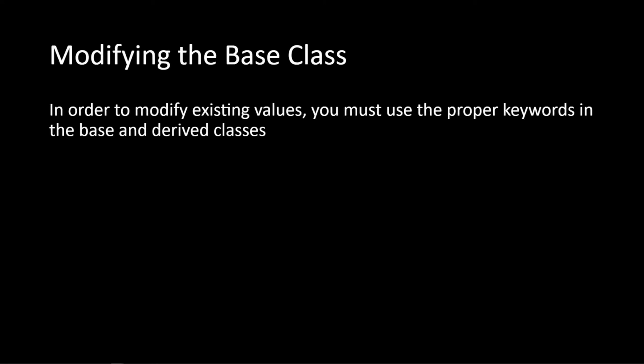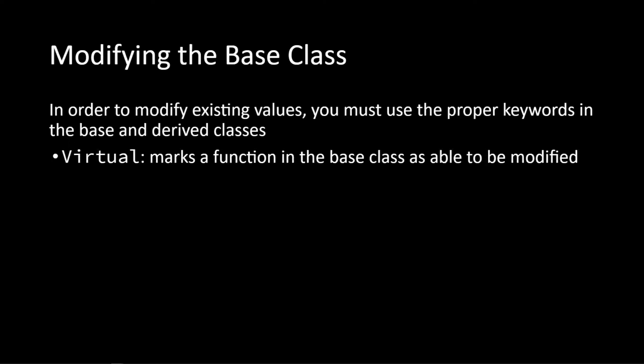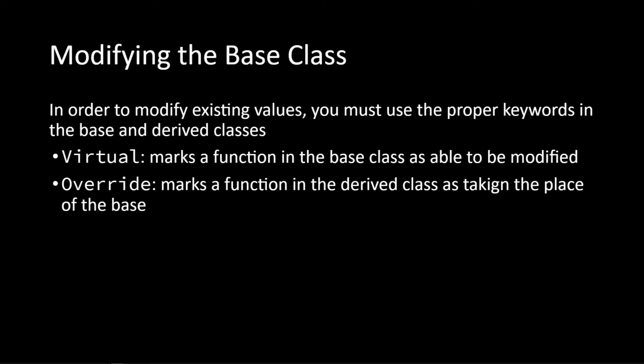So in order to modify existing values, there are some other keywords for us to remember. We have this virtual, which will mark a function in a base class as being able to be modified. An override marks a function in the derived class as taking the place of the base, right? So the virtual appears in the base class, meaning that it could be modified in the derived classes, and the override tells us explicitly, yes, we are using this function to override a function in the base. Now, these are explicit ways to do it.